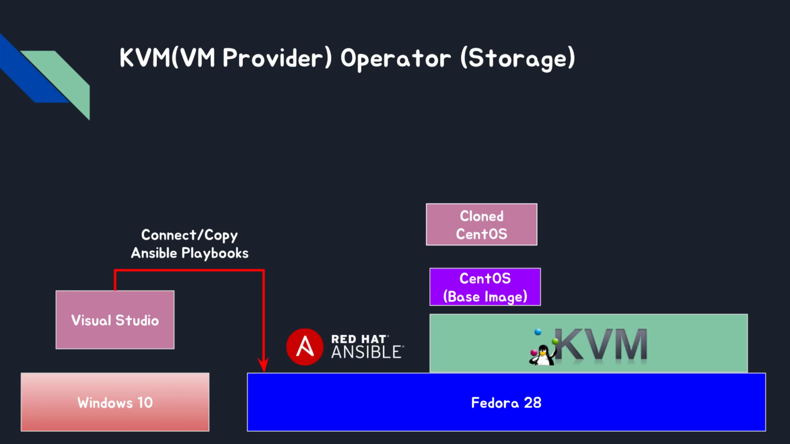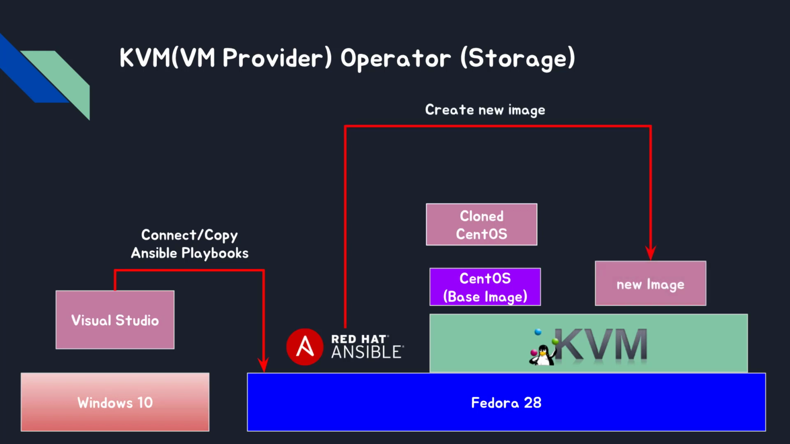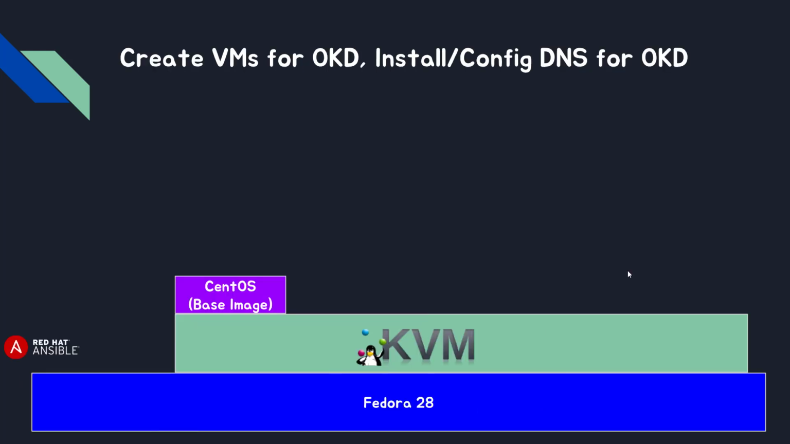And storage. For OKD, we need to install Docker. So we will have Docker storage. We created a new image and then we will attach it to the cloned VM. After we have all of the roles, we can create OKD VMs.